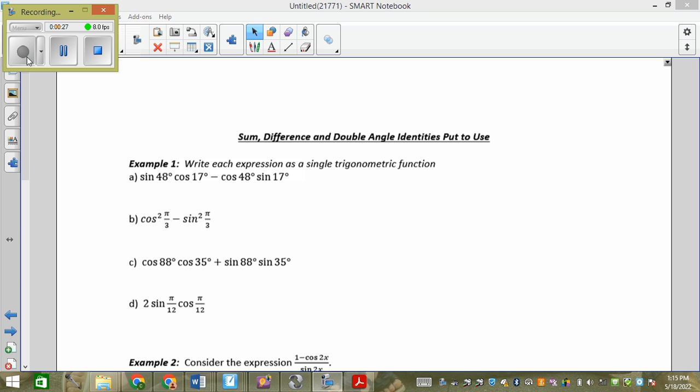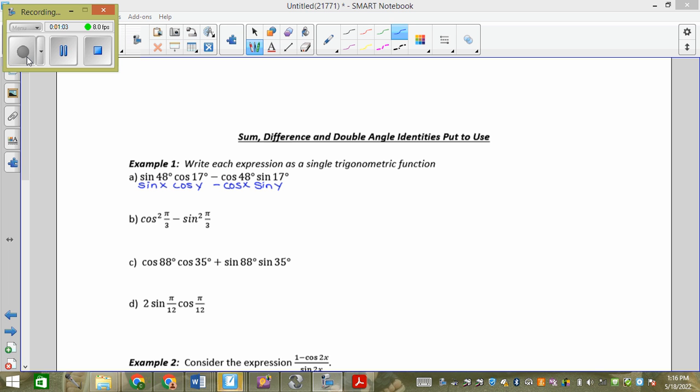We have to be able to spot these. So if I ever get a sine, cos, sine, and they have the same angles, what I did yesterday is I gave you the left-hand side of the equation and made you find the right-hand side, correct? But what they can do is they can give us the right-hand side and make us find the left as well. So if I go here, I have sine 48, we'll treat that as x. Cos 17, we'll treat that as y. Cos 48, well, 48 was x, so it's going to stay x. And sine 17, so it's going to stay y.